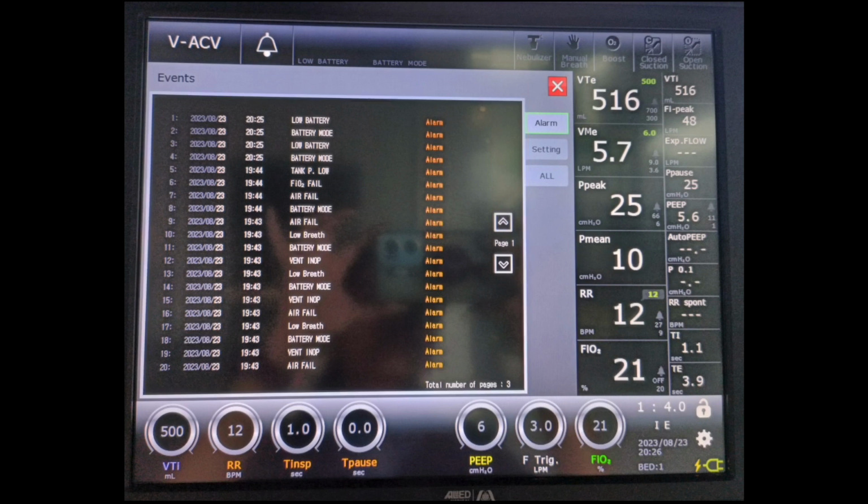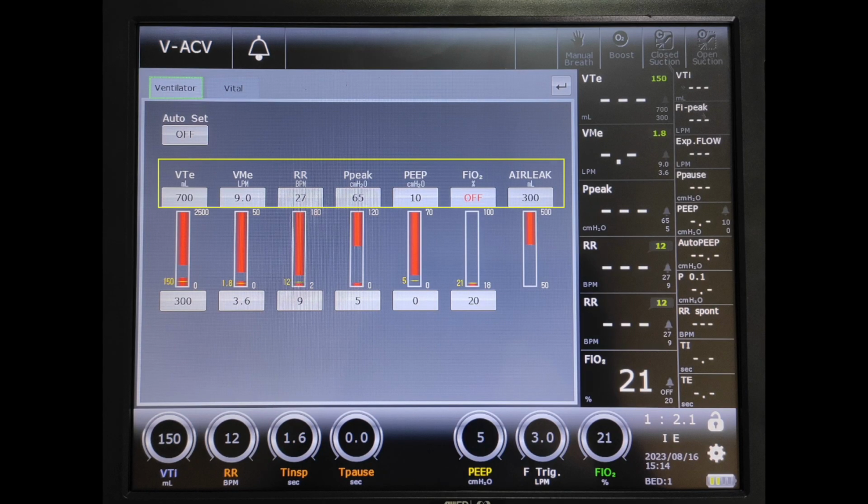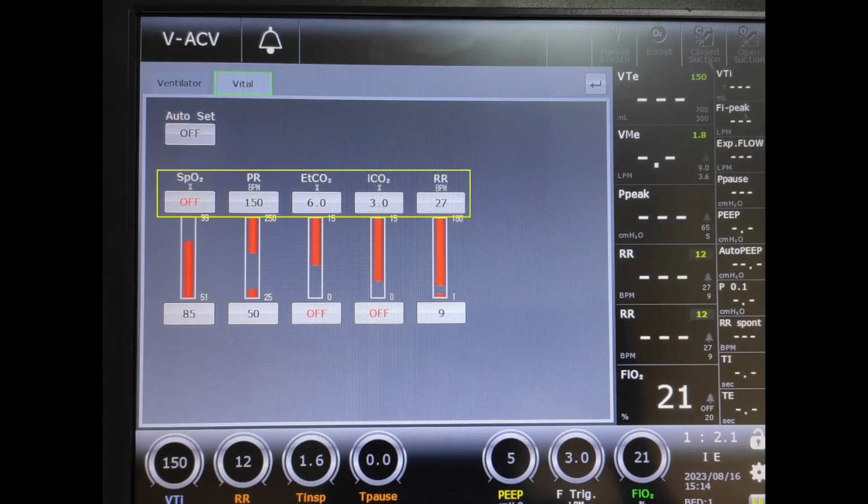The main section is the logs window. It displays the logs and status of 1,000 alarms present in the system. To check the alarm window, click on the alarm symbol present at the top. Here, you can set the upper and lower limit of the tidal volume, minute volume, respiratory rate, PPEAK, PEEP, FiO2, and air leak. The ventilator shall sound an alarm if the parameters go beyond the threshold set. Vital alarm section is handy if the ventilator is upgraded with SpO2, PR, EtCO2, ICO2, and RR.